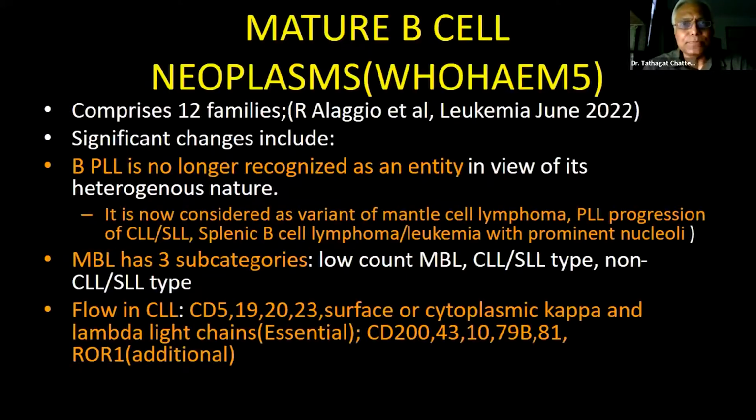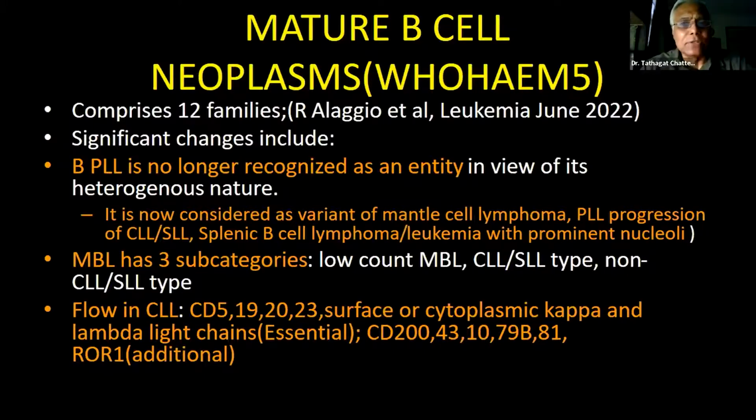So when we talk of mature B cell neoplasms, and take a quick look at what is coming up in 2022, that is WHO Heme 5, it comprises 12 families, and I am referring to the L. Alaggio et al. Leukemia June 2022 review article.